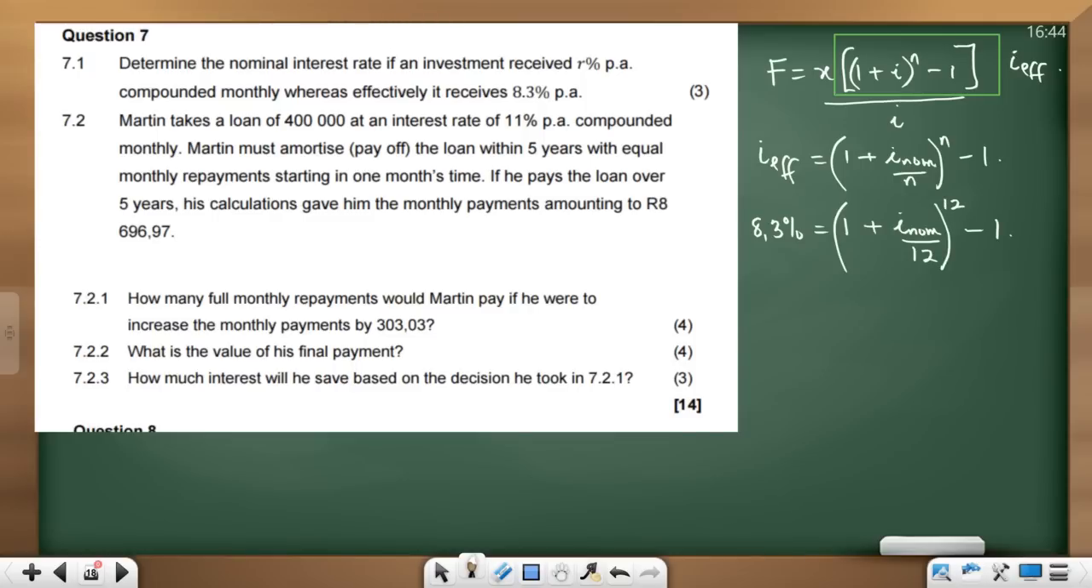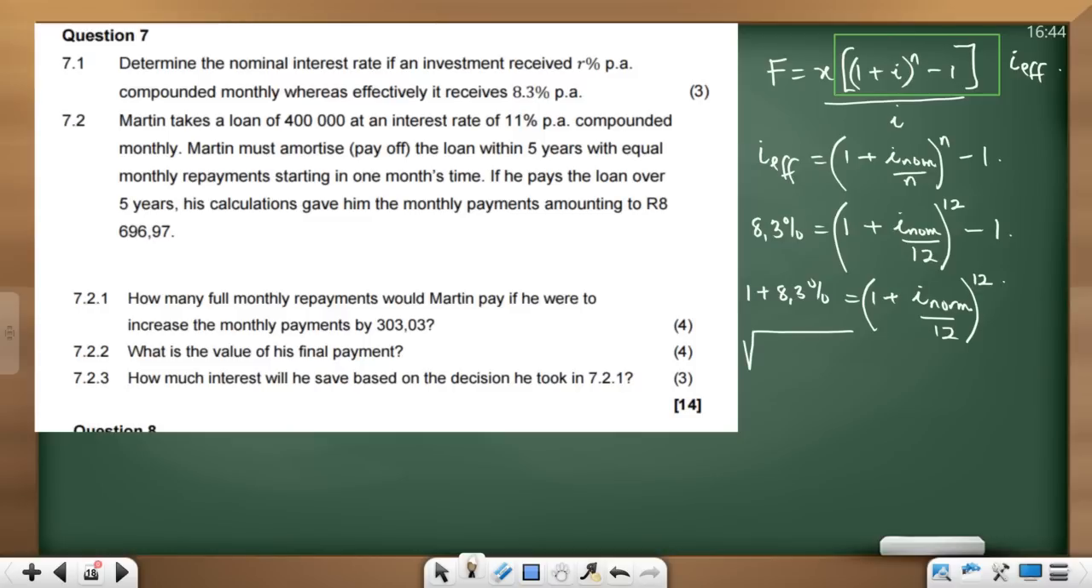So that it's just met now. Let's move the 1 over. What are we going to have? 1 plus 8,3%. All right, 1 plus i nominal over 12. Guys, can I just find the 12th root of that quickly? I don't want to confuse anyone here. That's what I have. How do I get rid of the power 12? I find the 12th root of both sides.